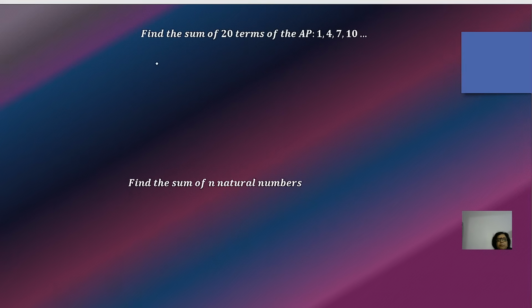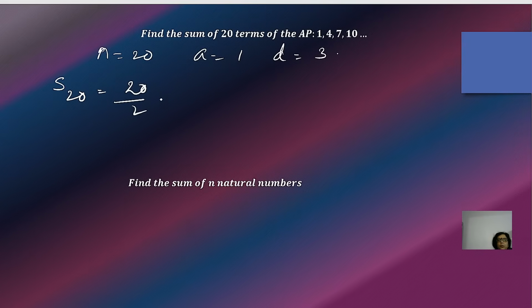Now let's take some simple questions initially to see how these formulae are applied. Find the sum of 20 terms of the AP 1, 4, 7, 10. So here n is given as 20. The first term a is 1 and the common difference d is 3. So S20 utilizing the formula will be 20 by 2, 2a, that is 2 into 1, plus 20 minus 1, that is 19, into 3.